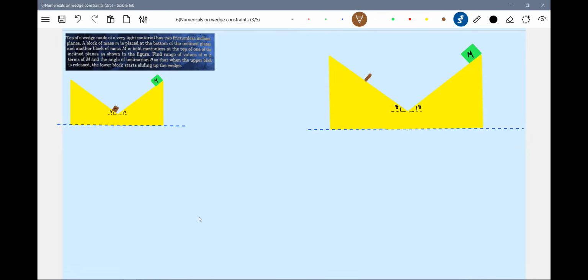Here we'll draw it here. It's a bit easy for us to draw, because indicating everything at the edge here will be problematic. This is the smaller block M. The lower block starts sliding up the wedge. Actually, it should be here only, but indicating all the things here will be a big headache, so I just kept it here. The moment you release, in what direction will this wedge move?